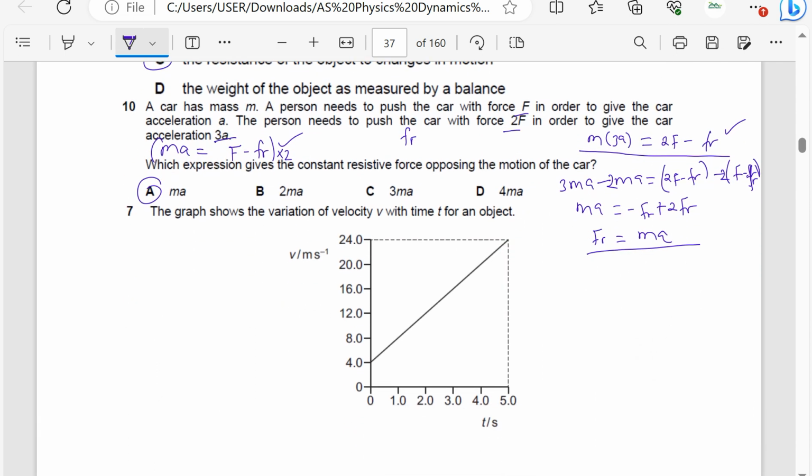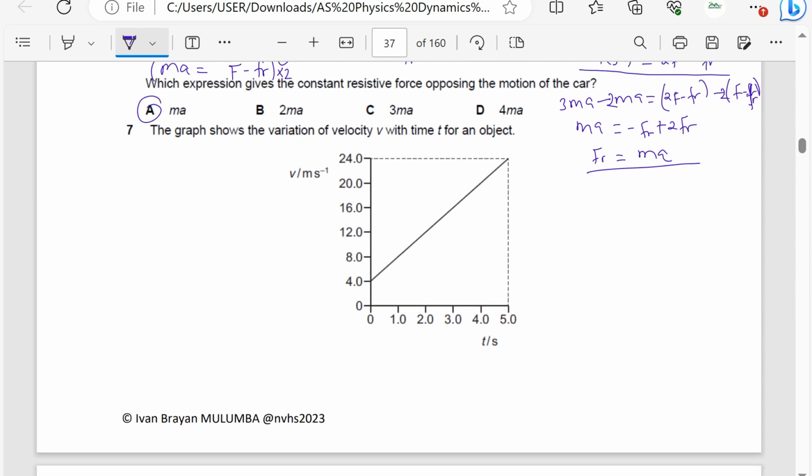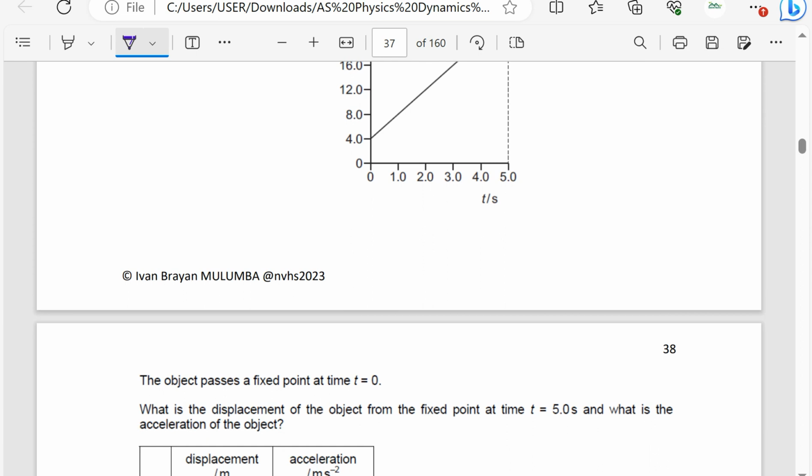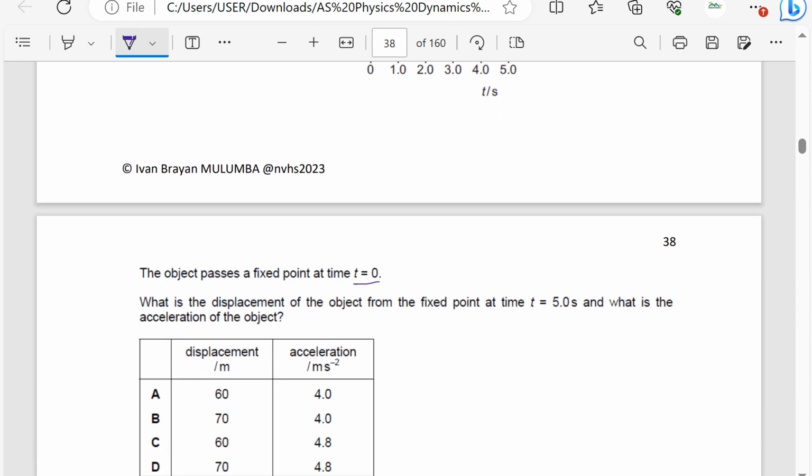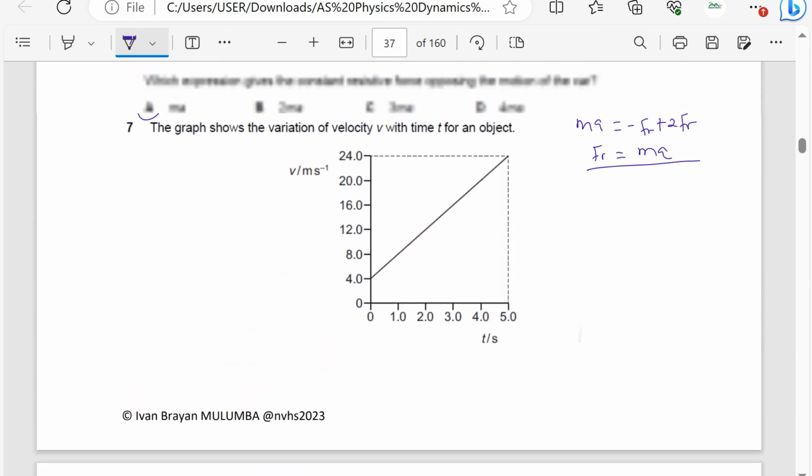The graph shows the variation of velocity v with time t for an object. The object passes a fixed point at time t equals 0. What is the displacement of the object from the fixed point at time t equals 5.0 seconds, and what is the acceleration of the object? Okay, so acceleration is the gradient.